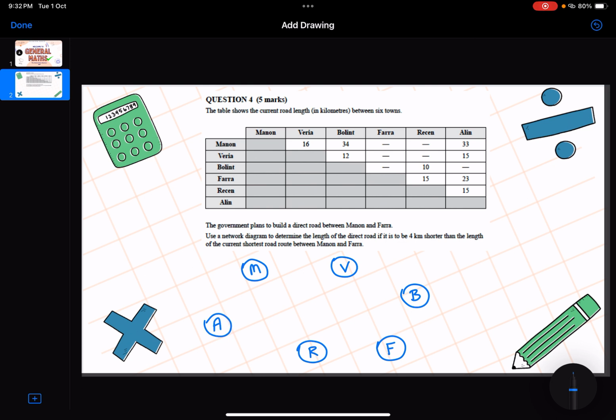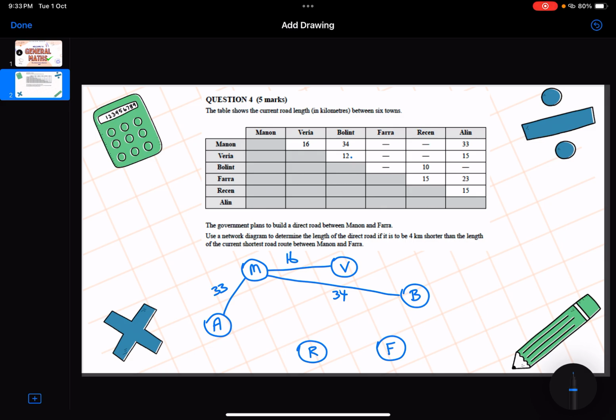So the next thing we need to do is actually draw the network. Menin, for example: the distance between it and Veria is 16, so we connect those two up and write 16 on the edge. Menin connects to Bollant, and that is 34. Menin also connects to Allen for 33, a distance of 33 kilometres. Okay, that is Menin done.